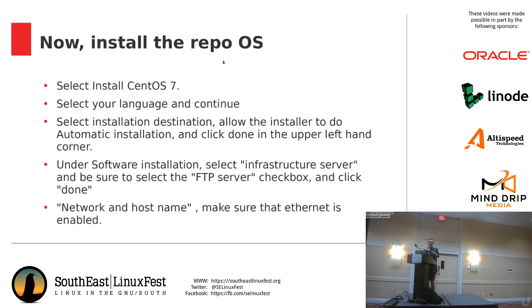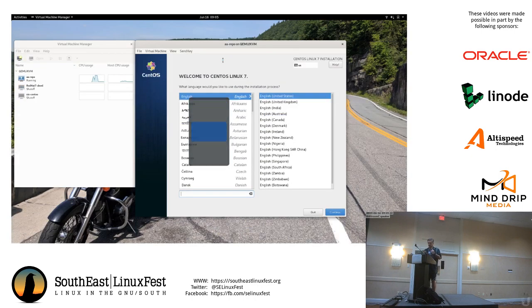Now we're going to install CentOS 7. The steps are pretty easy. You install CentOS 7, select your language, select your installation destination, let it go with the defaults with all of that. There's no reason to change any of that, and then we'll get to a few steps that are different where we're going to select infrastructure server, make sure we select FTP server, and make sure we select our network to make life easier for later. So, language, English unless you want otherwise.